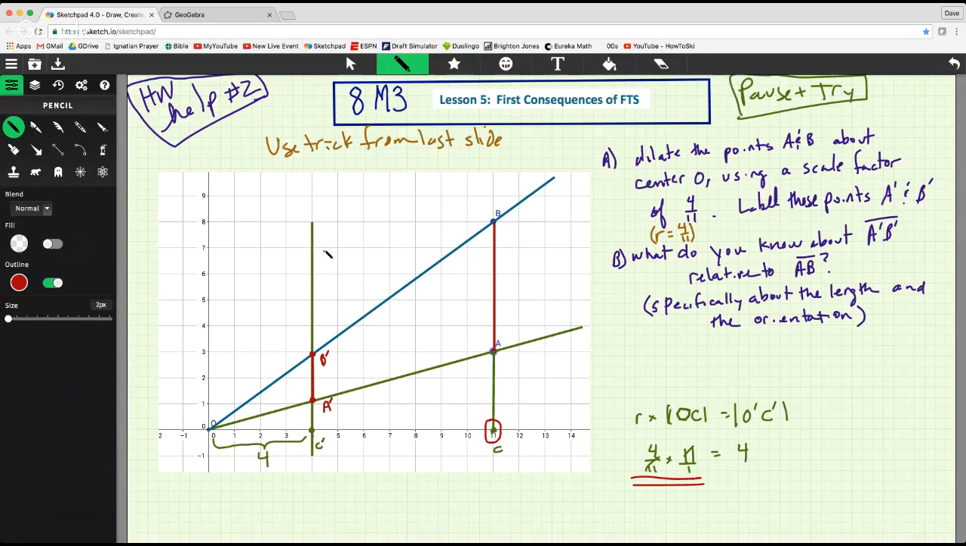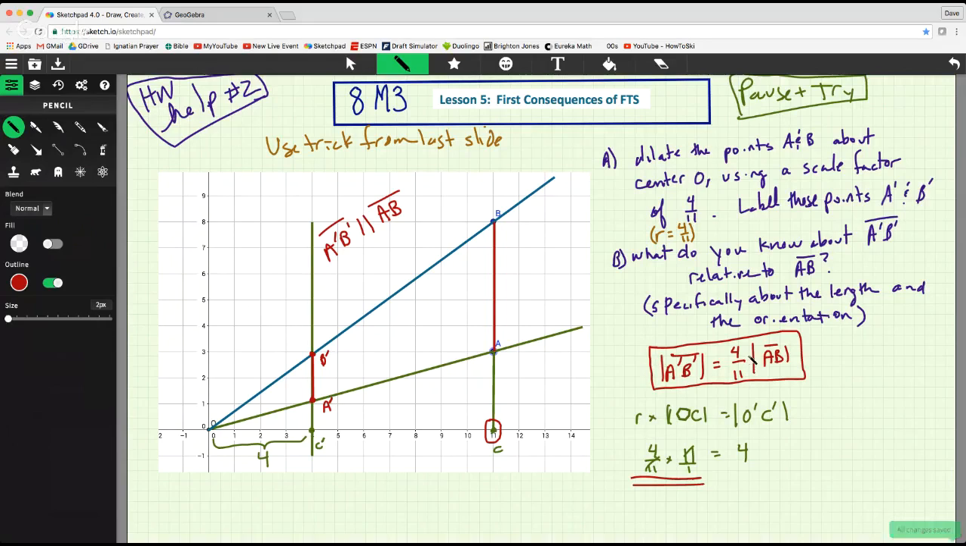Why? Because A prime B prime is parallel to AB. So there we have it. And finally, the length of A prime B prime is 4/11ths the length of line segment AB. That's the relationship.